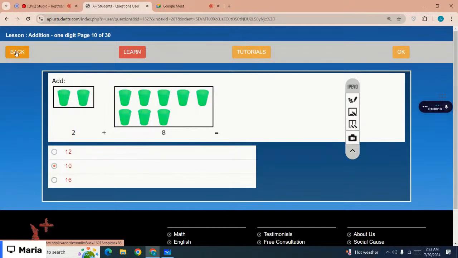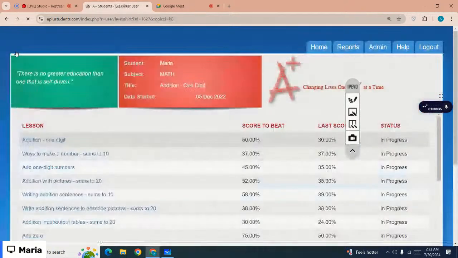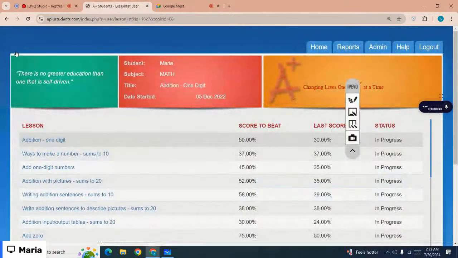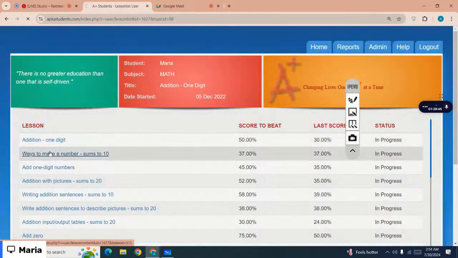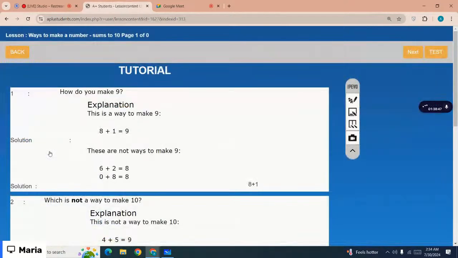Okay, you can complete the lesson by yourself later today. Let me just move on to the next lesson. The next lesson is ways to make a number sums to 10. Let's just start with the lesson.